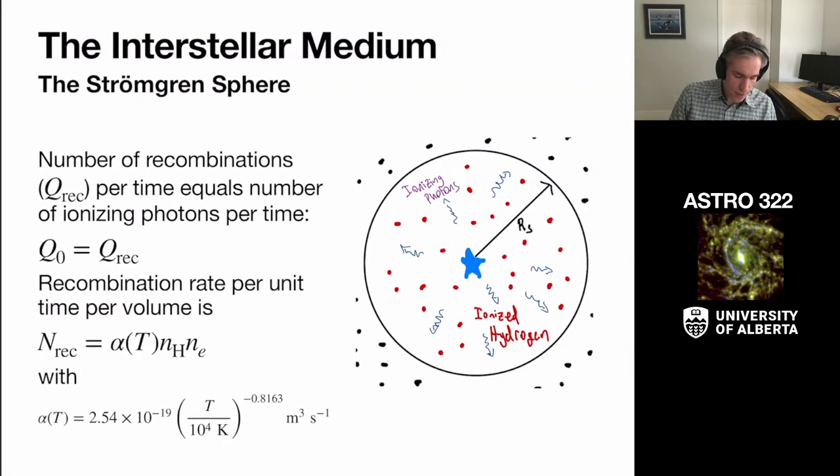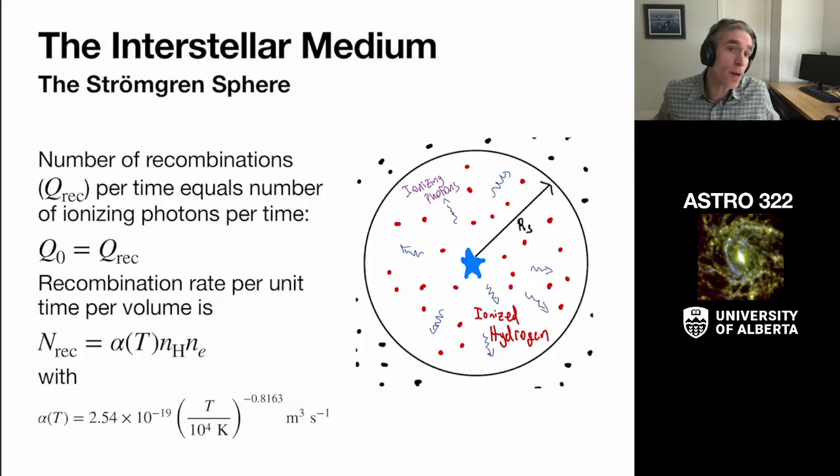So under these assumptions, inside this volume, the number of photons that are produced every second, this Q naught term, is equal to the number of recombinations that occur per unit time everywhere in this volume. Everywhere in here, we have protons recombining with electrons to form hydrogen atoms. And for every time that happens once in this volume, the star produces one photon. It may not be a one-to-one match, since it's going to travel out, but in equilibrium steady state, they're going to be in balance. The number of times you get a recombination equals the number of times you produce an ionizing photon.